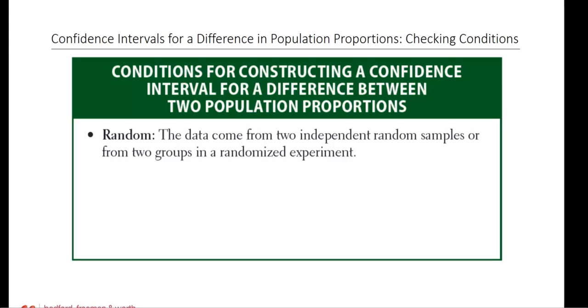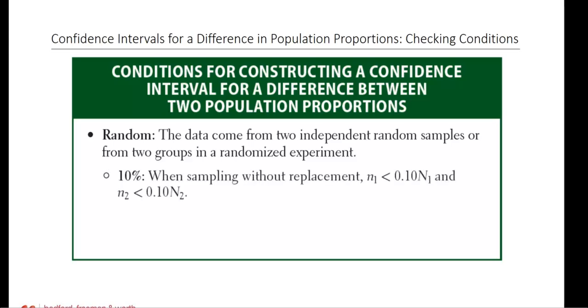We want it to come from two independent random samples or from two groups of a randomized experiment. We don't see a ton of experiments with this, but if you do see an experiment, you have to talk about random assignment instead of random sample. But that would be okay. Typically it's random samples, and we need two separate independent random samples. Less than 10%: you have to check the condition for both proportions.